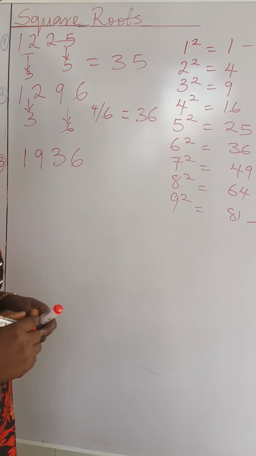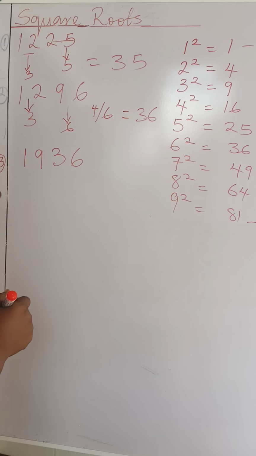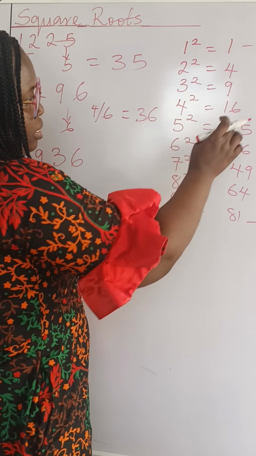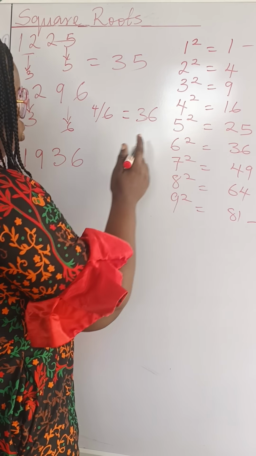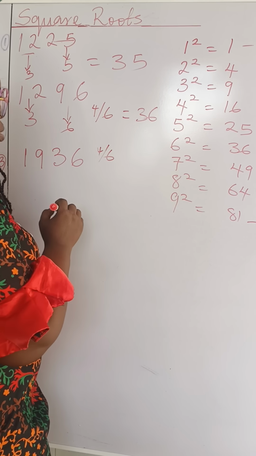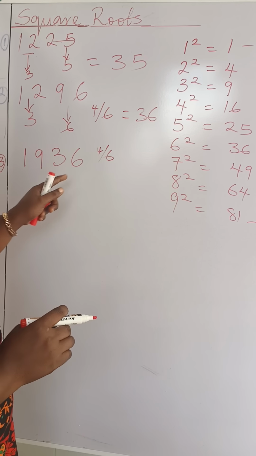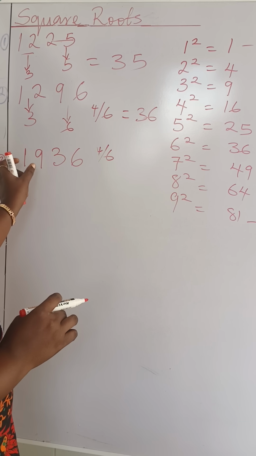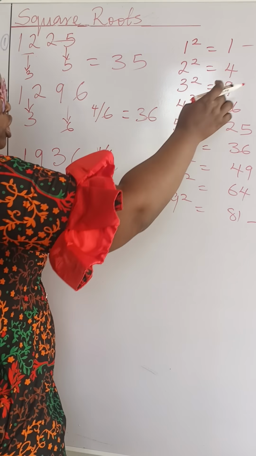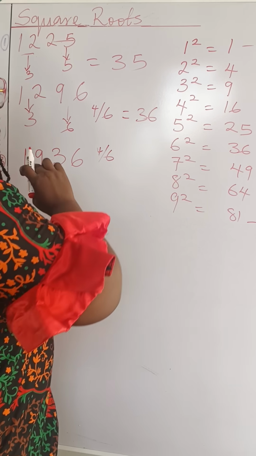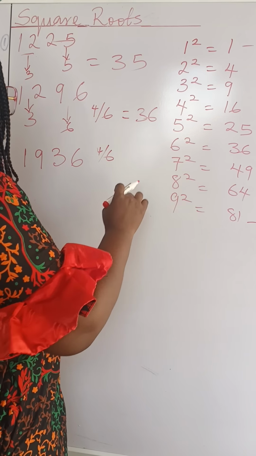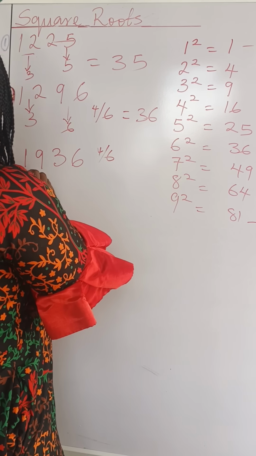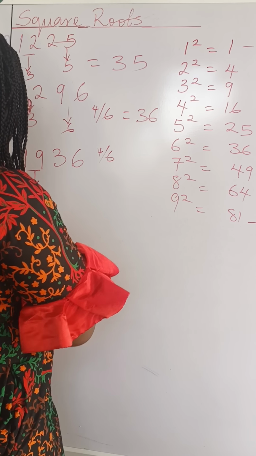Hope it's simple. Let's go over to the last one. We have 1936. And as usual, what ended here is either 4 or 6. So we'll write 4 over 6 here to show you that we either go for 4 or 6 in our final selection. Then 19: which number are we going to use for 19? You check which number is close to 19. Is it 16 or 25? It's 16. So we're going for 4 squared there. So we bring down here, we'll have 4.